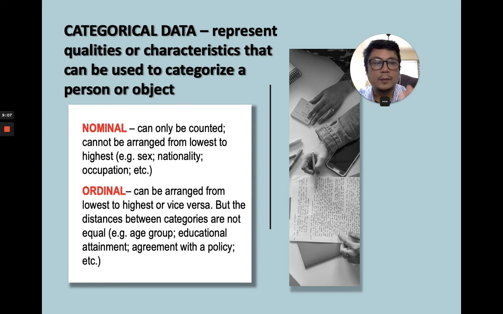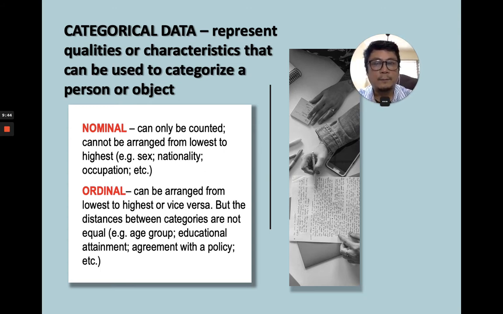People, or our subjects, can be counted according to those characteristics, but they cannot be arranged from lowest to highest. So for example, our respondents, we can count them in terms of sex. How many of our respondents are male? How many of our respondents are female? How many of our respondents refuse to answer? So we can have three groups of respondents: males, females, refuse to answer.